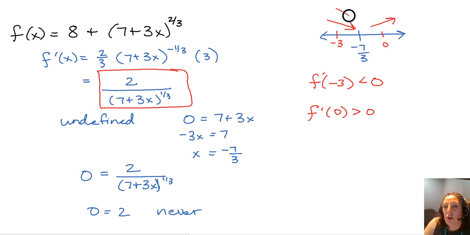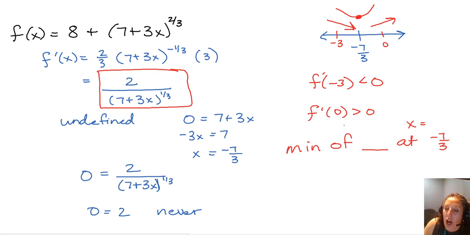So if our graph goes down and then back up, that means the point in the middle there has to be a minimum. So we get a minimum of, we got to figure that out, at x equals negative 7/3. Remember, "at" is always giving you the x value, "of" is always giving you the y value.